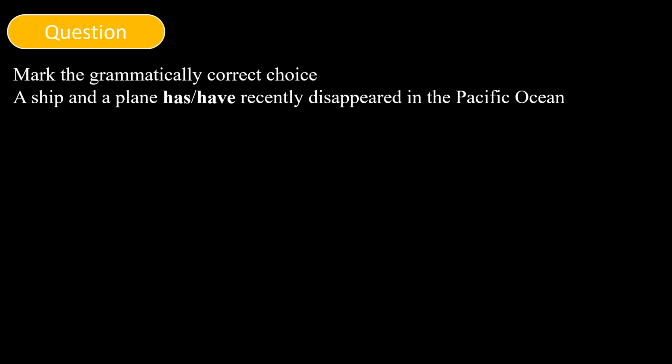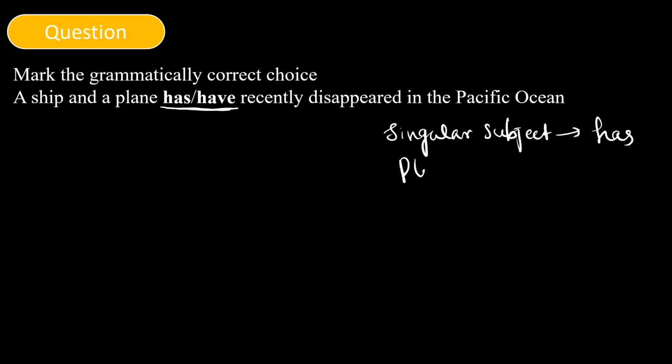Next question, mark the grammatically correct choice. A ship and plane has or have recently disappeared in the Pacific Ocean. We have to select the correct choice, has or have. For a singular subject we use has, and for a plural subject we use have. Here it is given that a ship and a plane, this is a plural subject, so here we use have. A ship and a plane have recently disappeared in the Pacific Ocean.